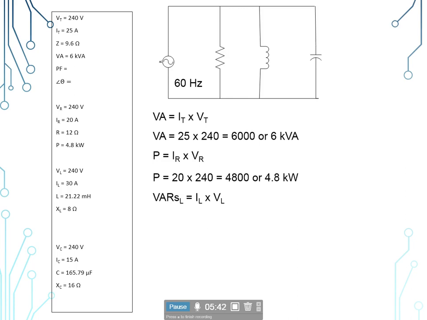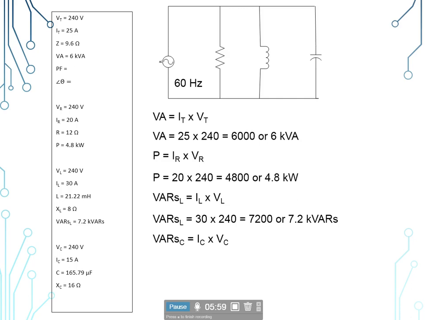Then our VARs, our wattless power for the inductor, is equal to the current at the inductor times the voltage of the inductor. So our 30 amps times the 240 volts gives us 7.2 kVARs. Our VARs at the capacitor, so VAR sub C, wattless power, is equal to I sub C times V sub C. So our 15 amps times the 240 volts gives us 3.6 kVARs.